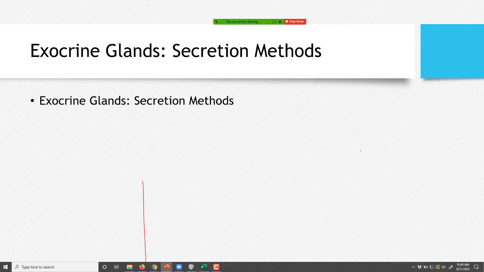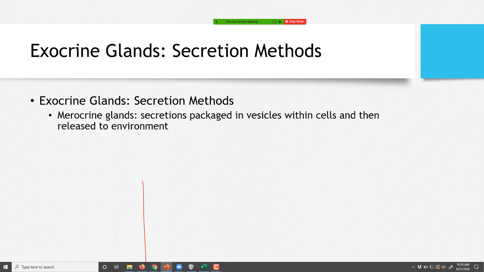Okay, and then there's secretion method, right? The previous slide we were talking about the number of cells that there are. And this next one here is how they secrete things. Okay, so we have merocrine glands, and when they secrete it, they package these secretions in vesicles. For those of you who don't know what a vesicle is, it's kind of like a membrane-bound bubble. Just think of it like a bubble within the cell. So there's the secretions inside these bubbles, and then they get released into the environment.